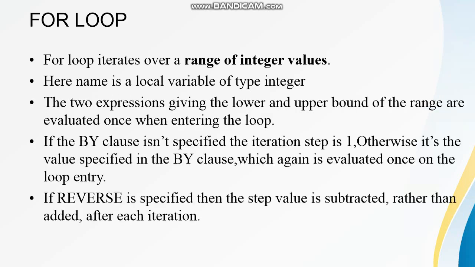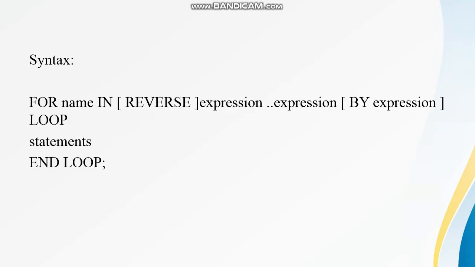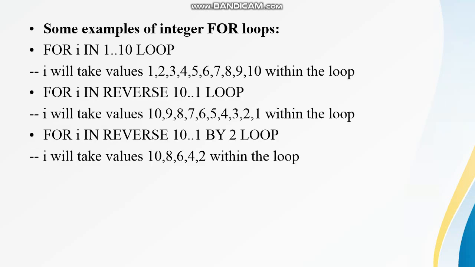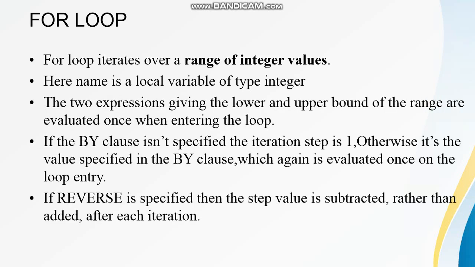anything, right? Next, the two expressions giving the lower and upper bound of range are evaluated once when entering the loop. So basically here it is going to check what all are the lower bounds and what all are the upper bounds. Let's see the example over here. Here you can see for i in 1..10. So this 1 is the lower bound and 10 is the upper bound. So before entering the loop, these two bounds are evaluated once. This is the meaning of this statement.